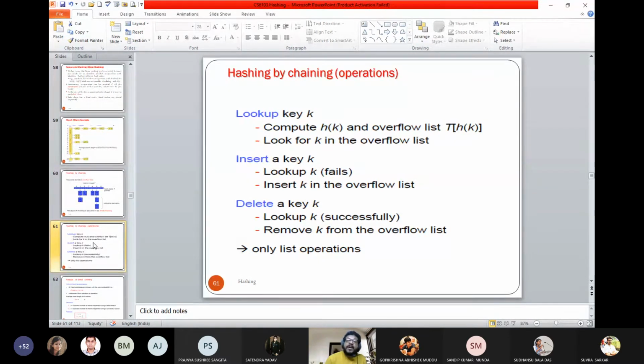If you are looking for an arbitrary key value, you have to compute h of k and look in the overflow list, that is T of h(k). Because if you are not finding the key in the primary location, you can look for it in the overflow location. The overflow list is nothing but another area where things are stored.